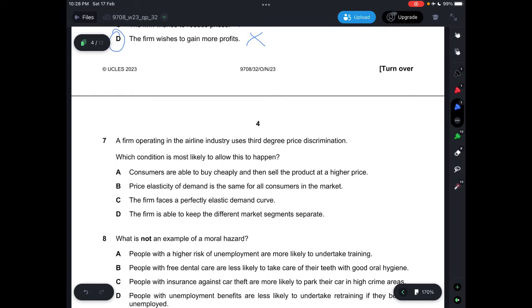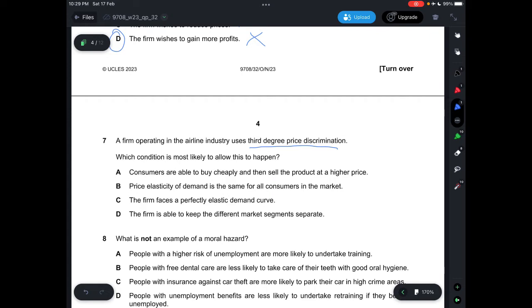A firm operating in the airline industry uses third-degree price discrimination, and which condition is most likely to allow this to happen? Third-degree price discrimination is basically used when a firm wants to charge different prices to different groups of consumers for, let's say, services. Services here can include airplane tickets, tickets for trains, buses, and all those things under concessionary pricing.